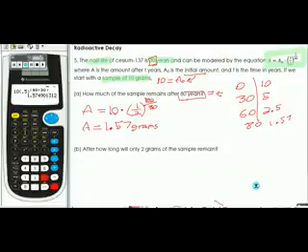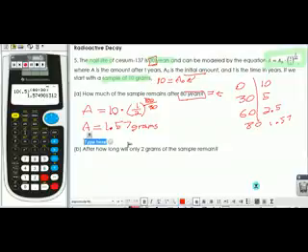So now I want to write a little sentence to justify my answer. I'll just simply say, in 80 years, there will be 1.57 grams of cesium remaining. There we go. All done.